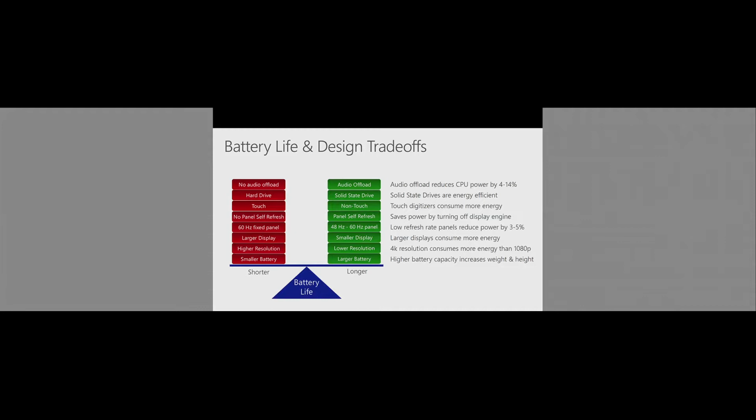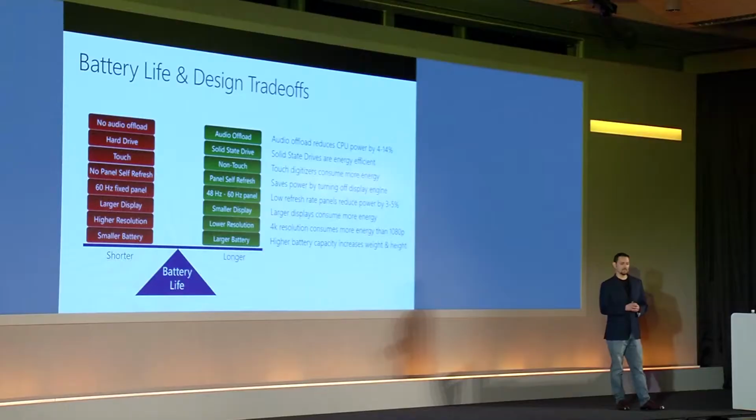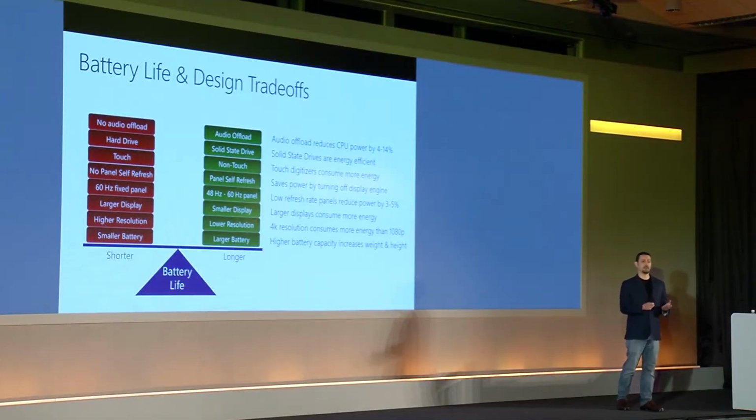We encourage our partners to take advantage of power-saving features in Windows. For example, you've probably heard me say in the past, make sure that you consider using audio offload, which can save anywhere between 4 and 14% battery life. Also, low refresh rate panels. Low refresh rate panels can save anywhere between 3 and 5% during full screen video playback. Jumping from a full HD to a higher resolution panel, such as 4K, can also increase the power consumption by up to 20%. So there's some design considerations and design trade-offs.